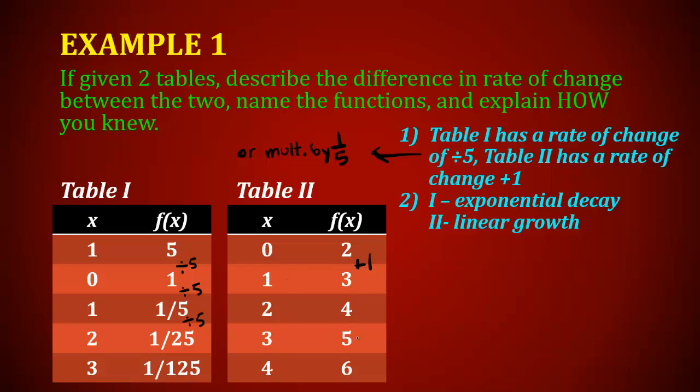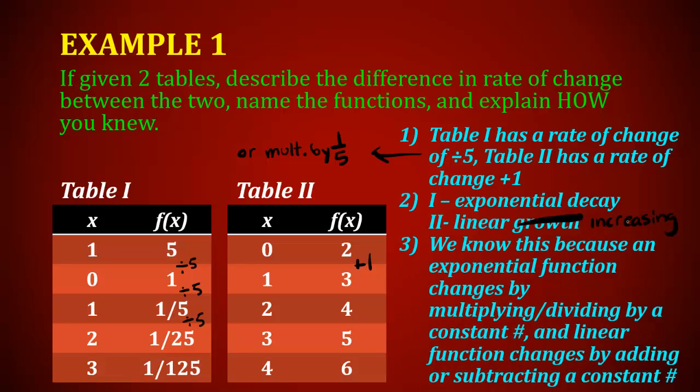If y was going down as x goes up, then it would be linear decreasing, and this should be increasing if we're being exact. Okay? And we know this because an exponential function changes by multiplying or dividing by a constant number, and a linear function changes by adding or subtracting a constant number. So that's what I would be looking for in the third part of the answer.